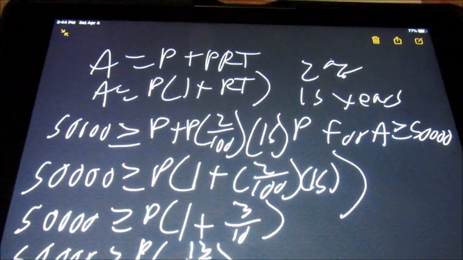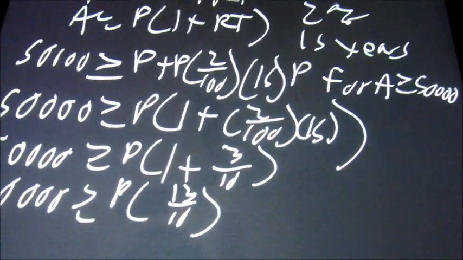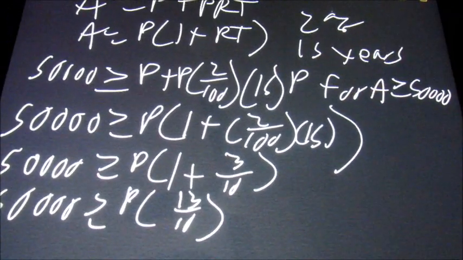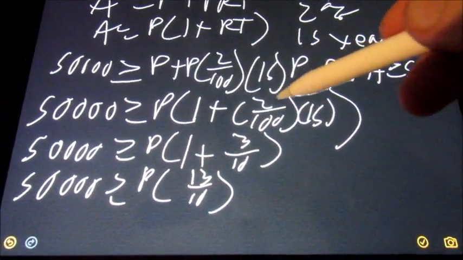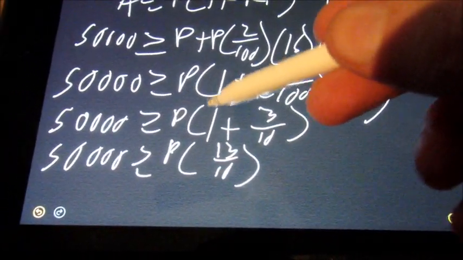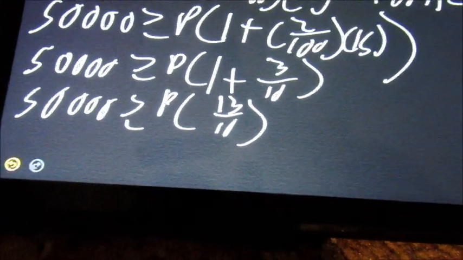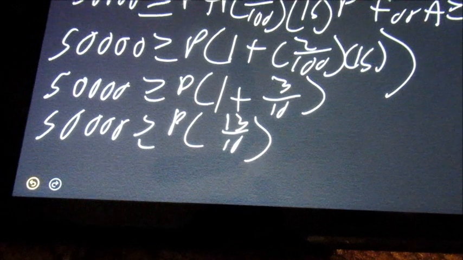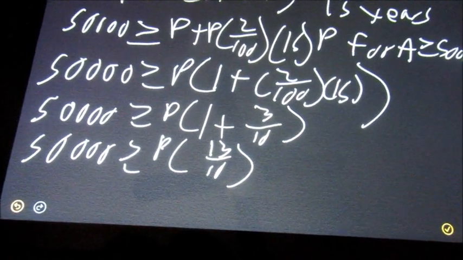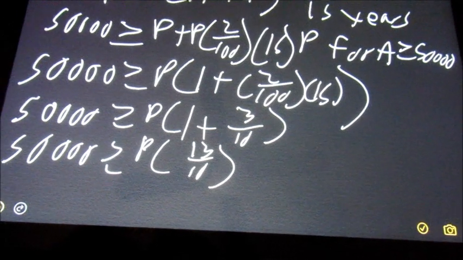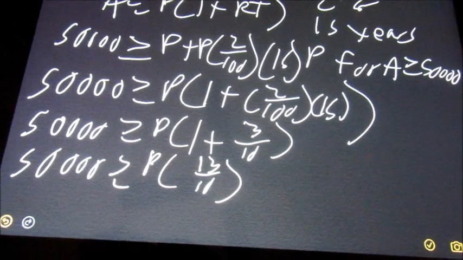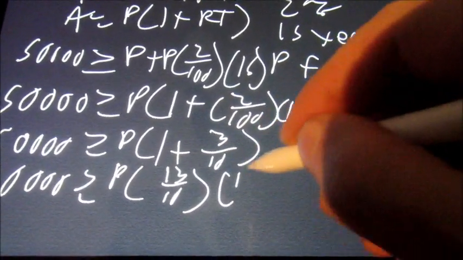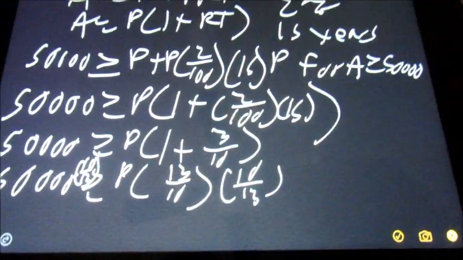When we do this, what I did here was I multiplied the 15 times the 2, which is 30, and then I simplified. 30 divided by 100 also becomes 3/10, and I said that 1 is 10 tenths, so I added 10 tenths plus 3 tenths and got 13 tenths. And then I'm going to multiply both sides by 10 over 13, because that is the reciprocal.